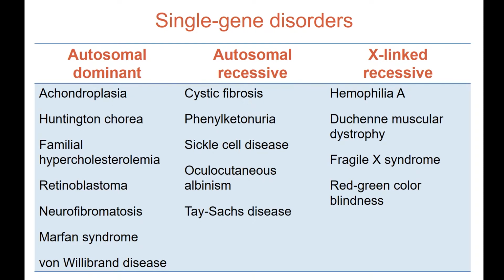Again, we're not going to discuss them today, but I want to give you an idea about how they are inherited. I'm going to take one example of an autosomal dominant disease. What do I mean by autosomal? The gene is carried on one of the autosomes.